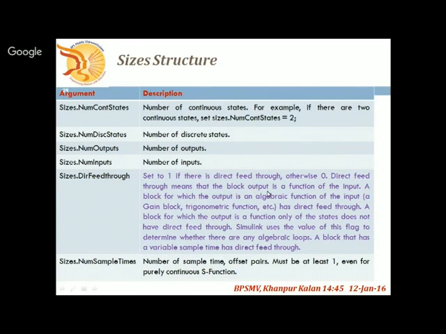Direct feedthrough means that the block output is a function of the input. A block for which the output is an algebraic function of the input has direct feedthrough, or where the states are explicitly specified in a system. The number of sample times, offset pairs, must be at least 1 even for a purely continuous S function.